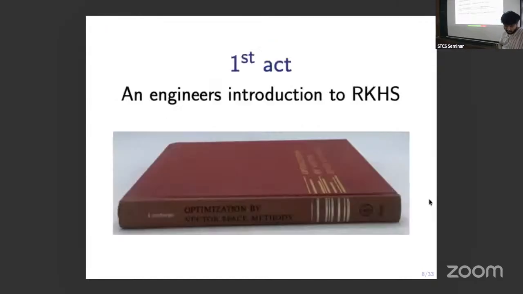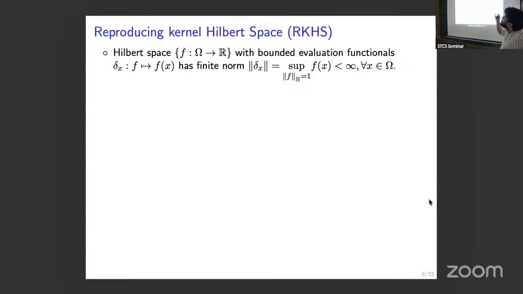Okay, so here is a quick introduction to RKHS and how to actually do first order descent in RKHS. This is my favorite book by Luenberger, Optimization by Vector Space Methods. I highly recommend it if you've not seen it before, just take a look. Okay, so what is a reproducing kernel Hilbert space? We've been talking about it at an abstract level. Let's get a little more concrete.